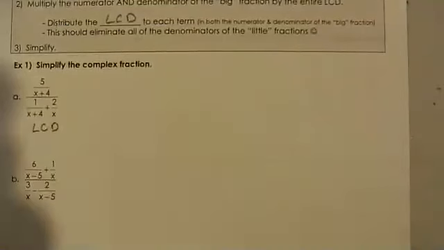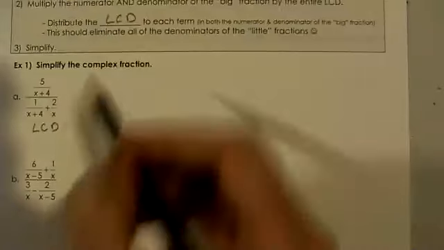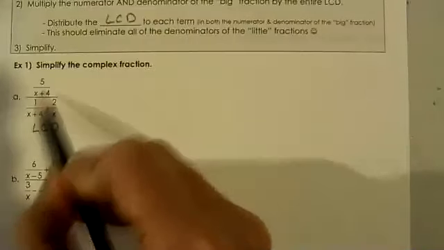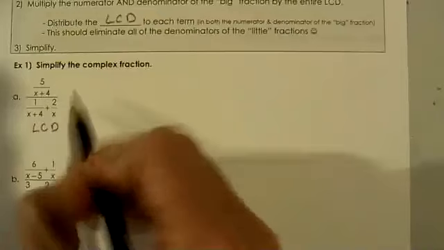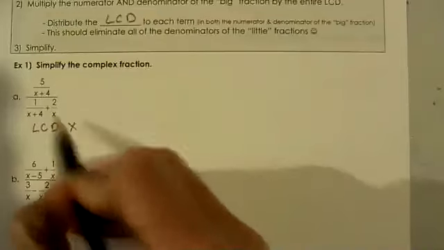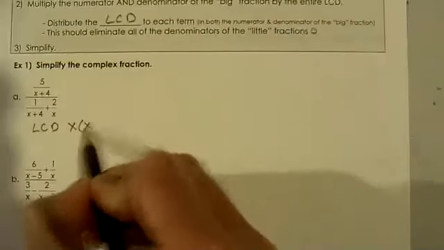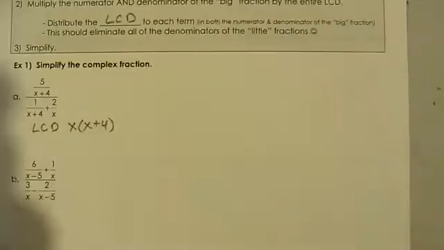So we're going to look at the LCD, the least common denominator. What we do is we look at each of the denominators in the little fractions. And we notice that x is one of them, and x plus 4 is another one. So that would be considered your least common denominator. You don't have to write the x plus 4 twice.